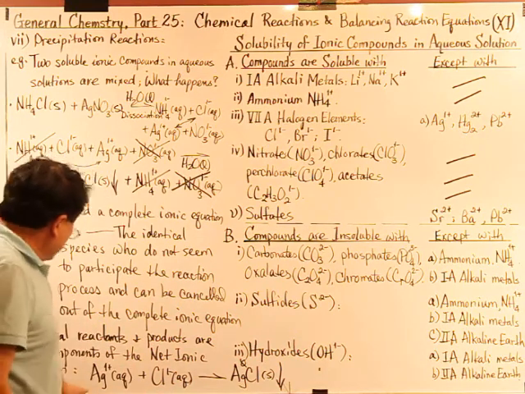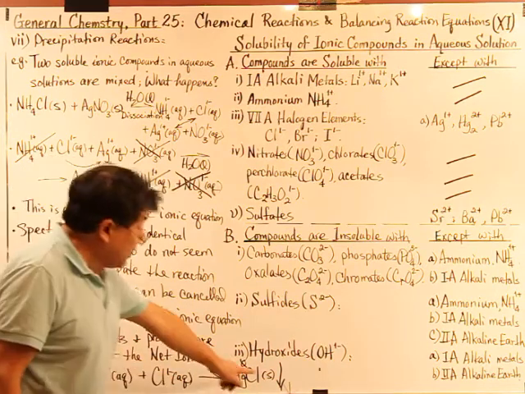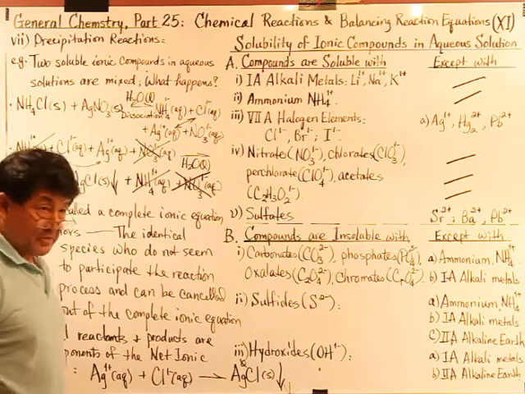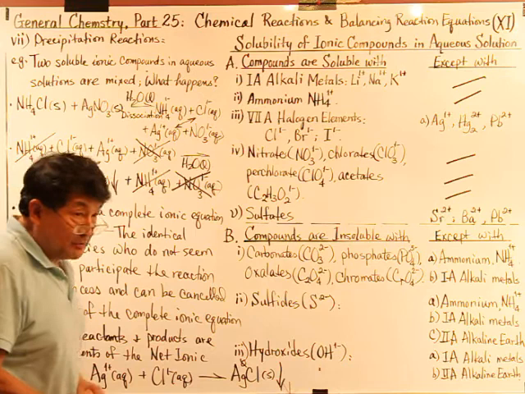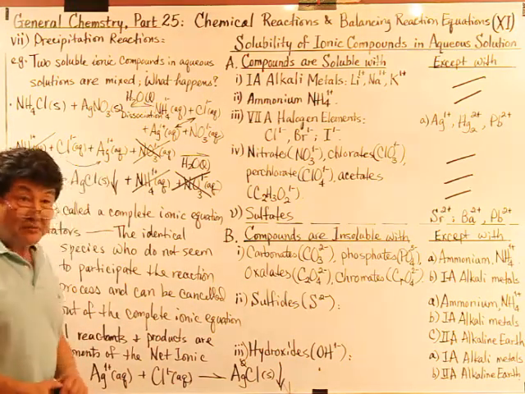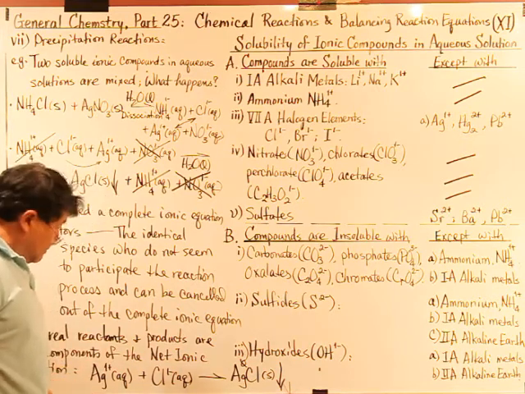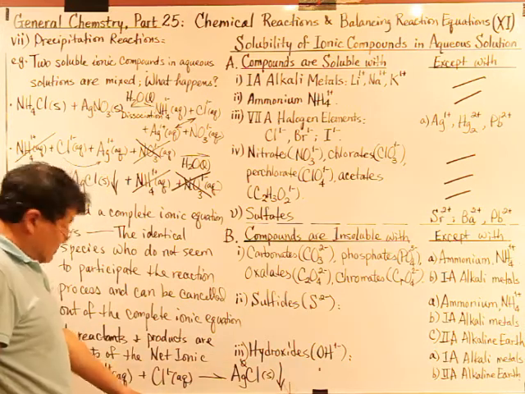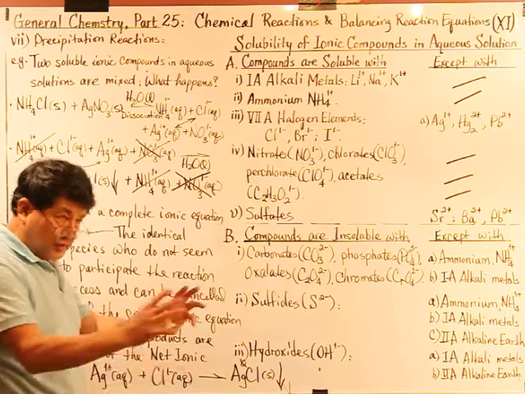Right here, one silver on either side, one chlorine on either side. So that is mass balanced. That is the first check. Second, we double check, not the mass twice but something else. By the law of conservation of mass, it fits: one silver atom before and after, one chlorine atom before and after. So the mass is balanced and conserved.